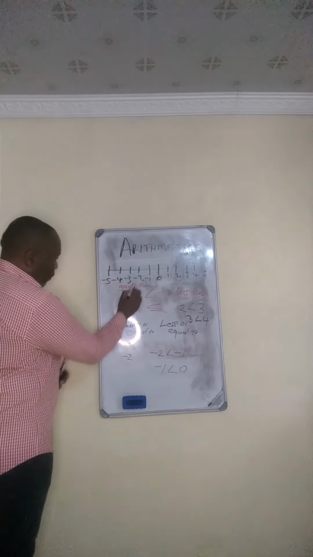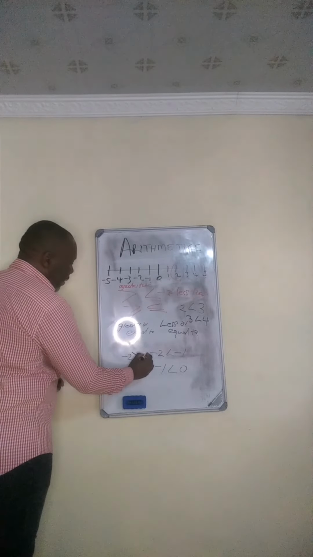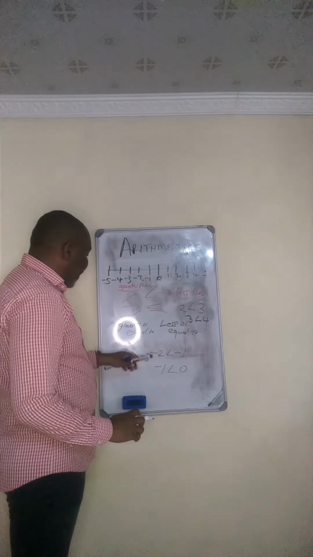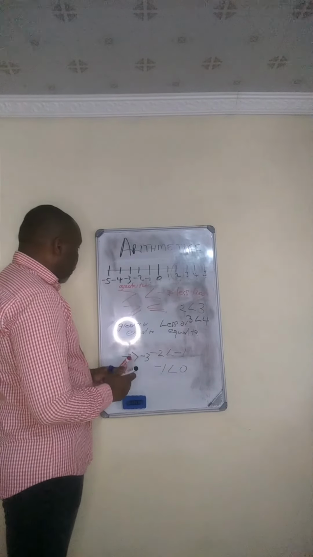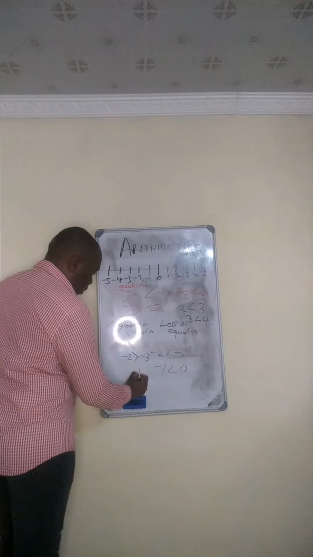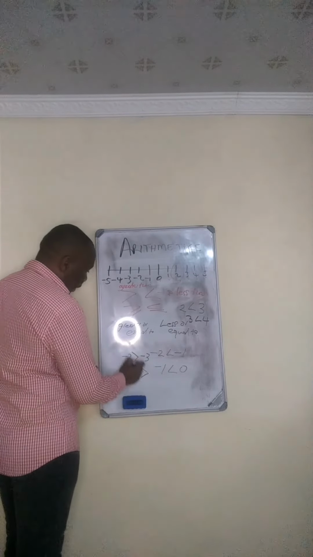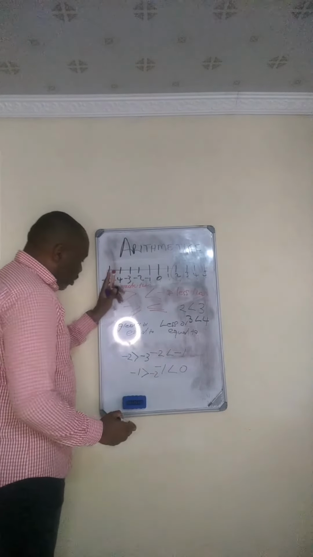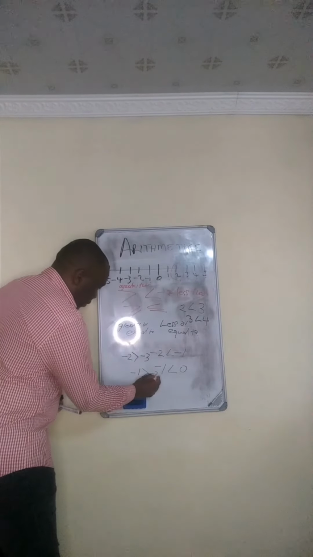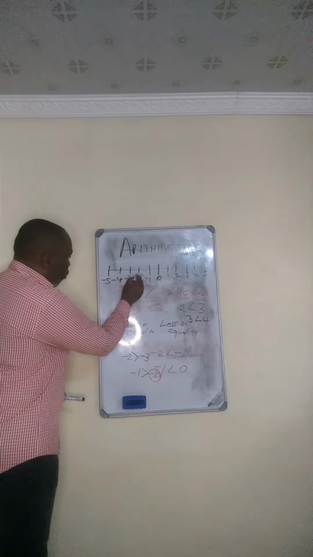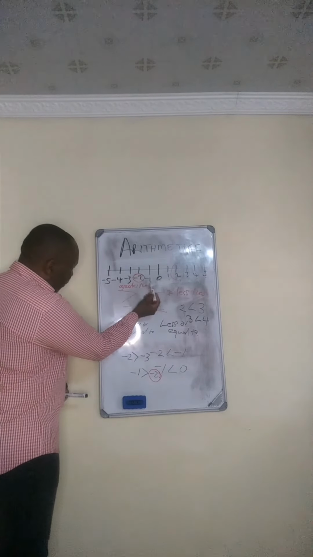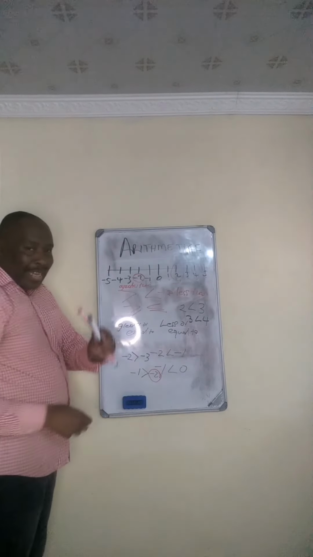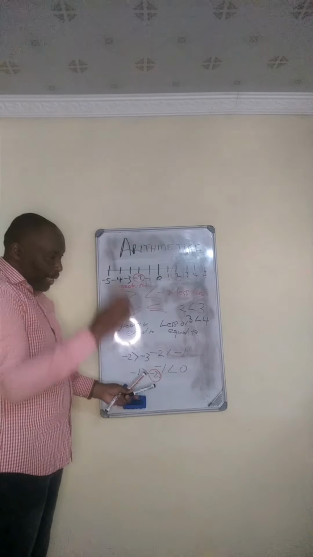Minus 2 is greater than minus 3. Hope we're still together, guys. Minus 2 is greater than minus 3. Minus 1 is greater than minus 2. Why? Just remember this. Minus 2 is on the left of minus 1. Hence, minus 2 is less than minus 1. Therefore, minus 1 is greater than minus 2.